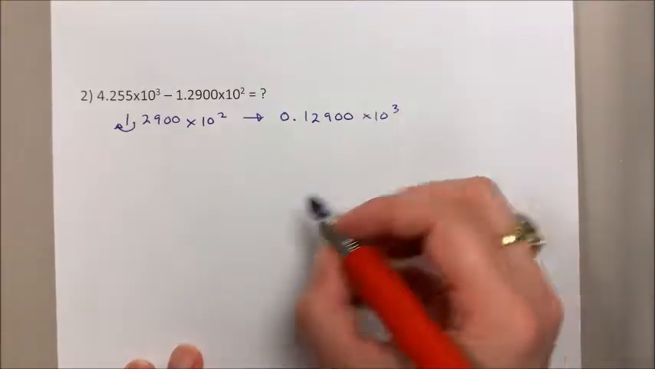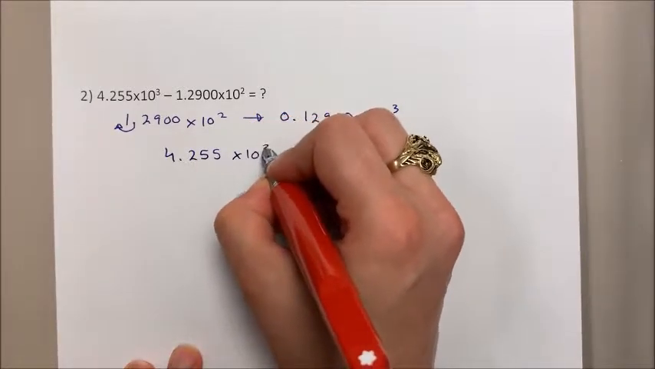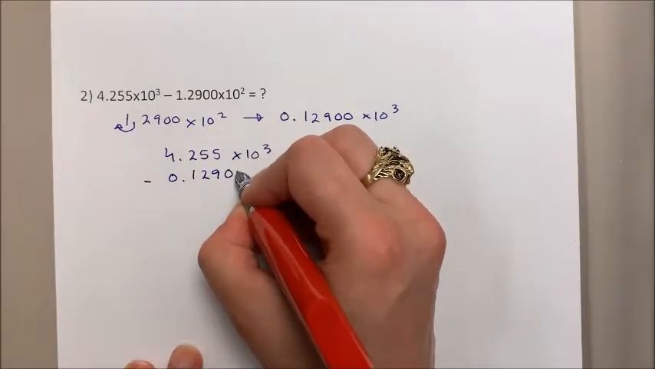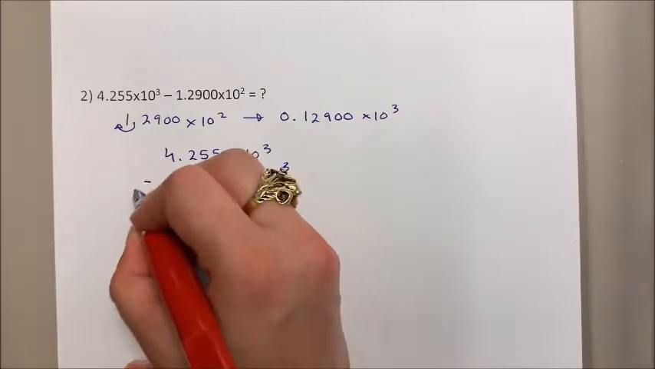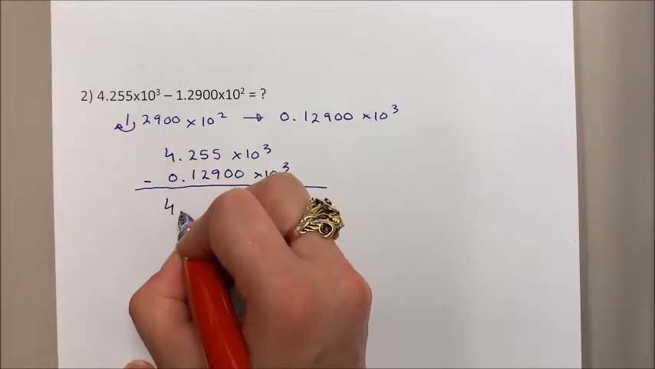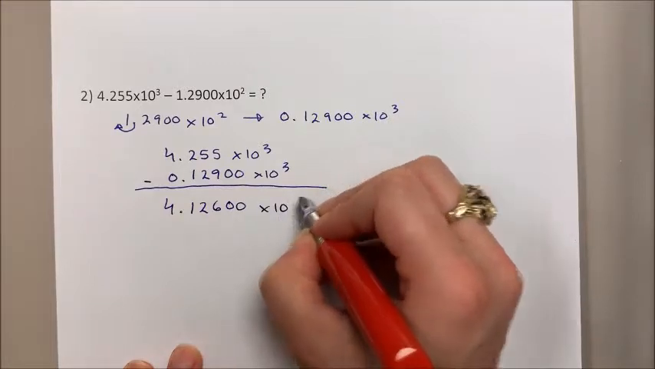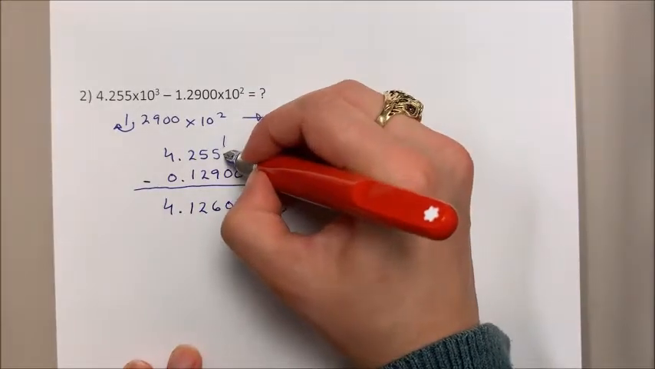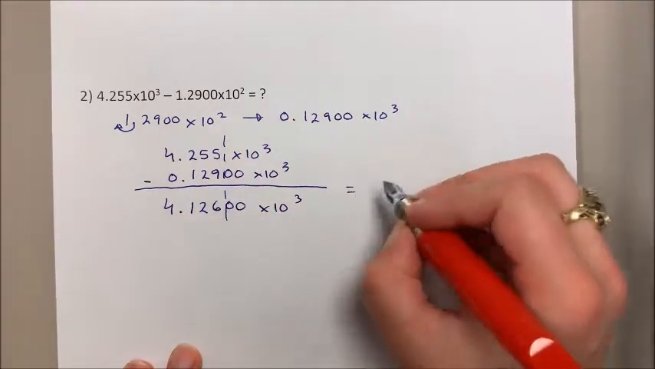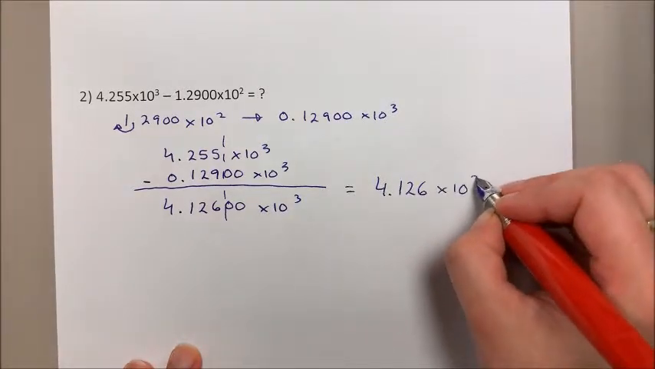Now we can put everything together. 4.255 times 10 to the 3rd minus 0.12900 times 10 to the 3rd, we're going to get 4.12600 times 10 to the third. Now to round to our weak link, that means we need to round to the 3 decimal places. So our final answer is 4.126 times 10 to the third.